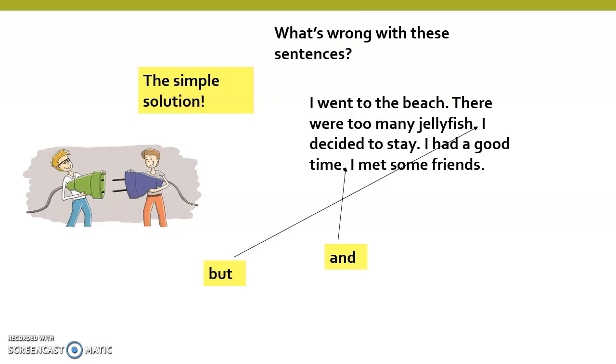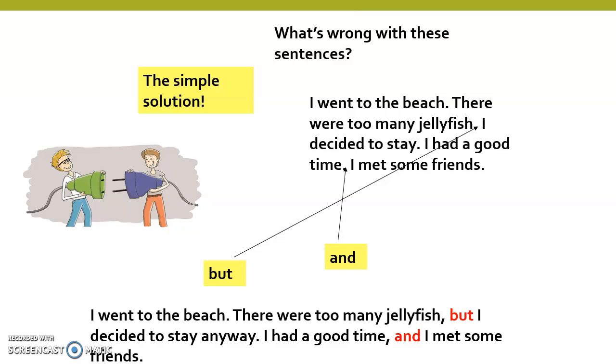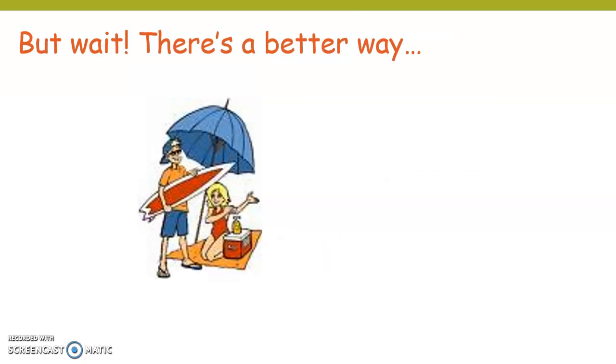We are going to learn how to use the words that help you connect your ideas, whether these ideas are sentences or paragraphs. Okay, so as a result, for example, you are going to have this: I went to the beach, there were too many jellyfish, but I decided to stay anyway. I had a good time and I met some friends. As you can see, even the sound, even the reading is different because you have already used some of the connectors.